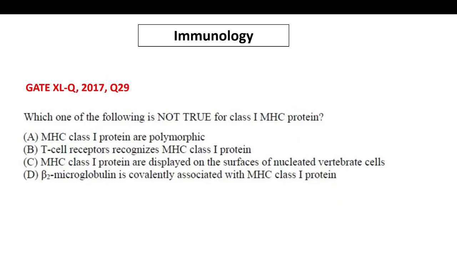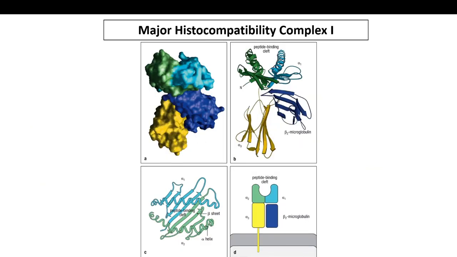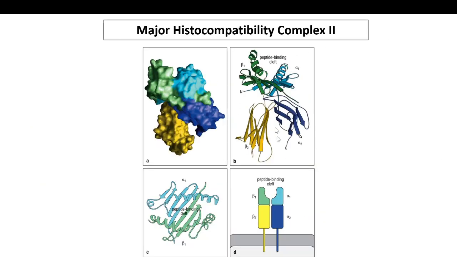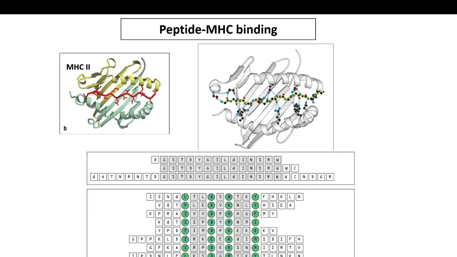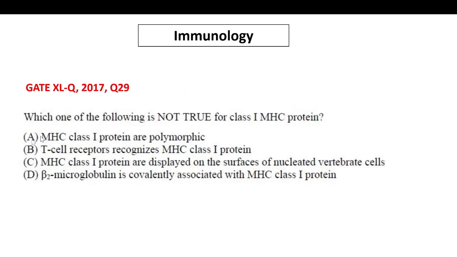Now let us look back again at the question. Which one of the following is not true for class 1 MHC protein? So for class 1 MHC protein, as I have said, there is a beta 2 microglobulin which is attached to this alpha chain, which has three domains, alpha 1, alpha 2 and alpha 3, and this beta 2 microglobulin is attached to the alpha chain by non-covalent interactions. Okay, so now let us look into the options.